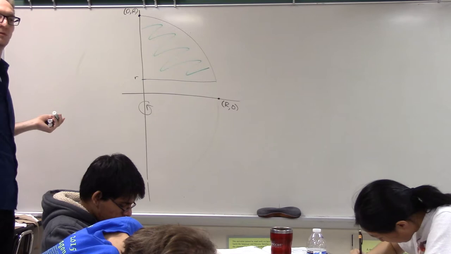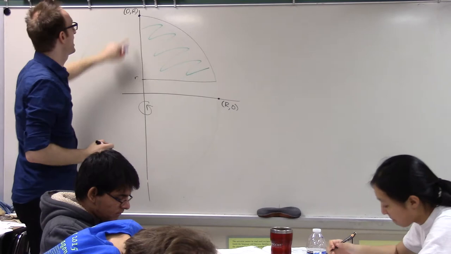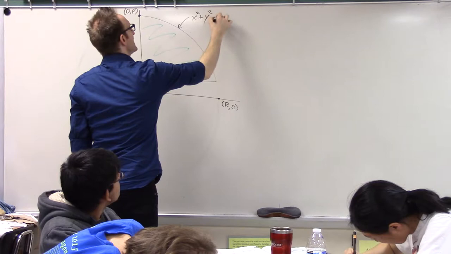Is everyone cool? Did you guys all get this problem? Maybe this problem's not that hard. So this is little r and this is big R, and basically the equation of this thing is x squared plus y squared equals big R squared. If I'm going to rotate with the x-axis, I need sideways business again, right?